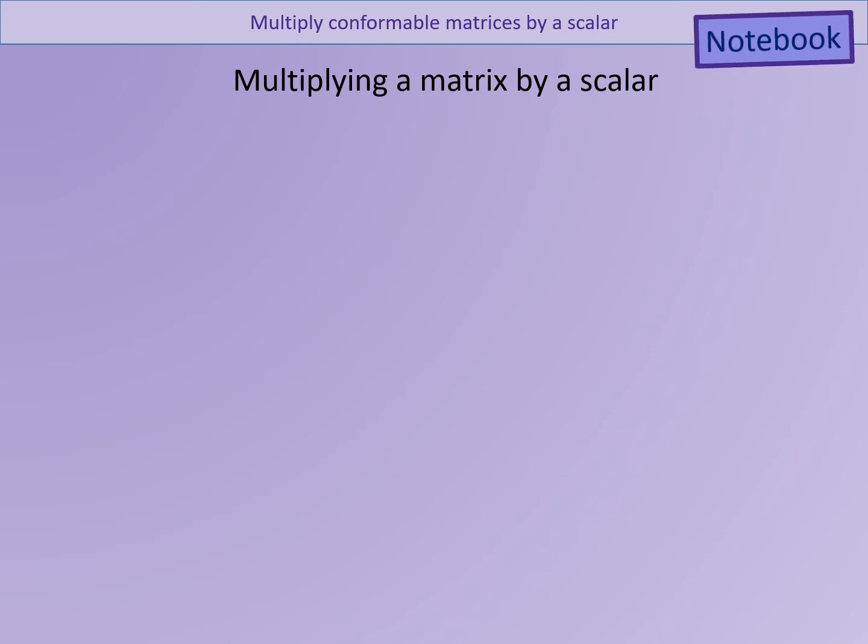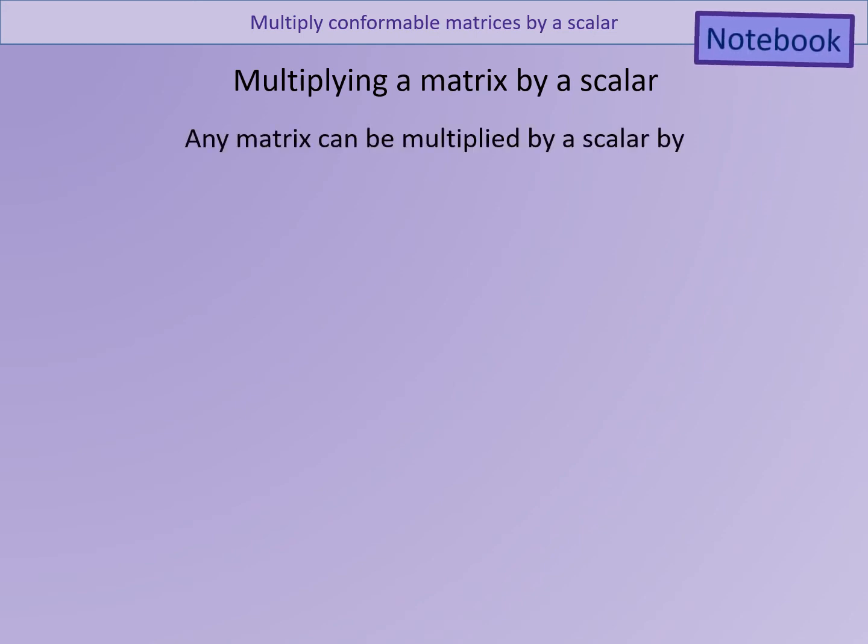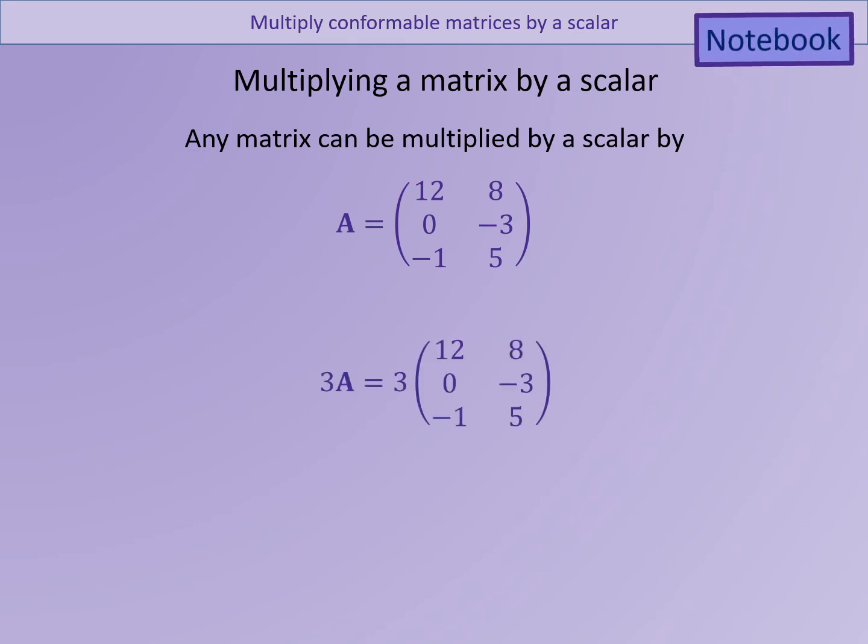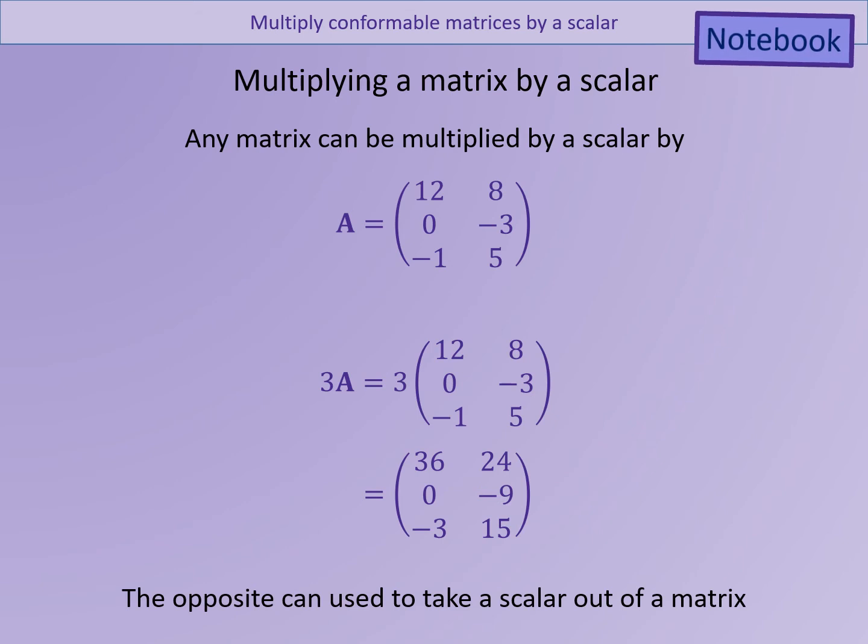Let's take a look at multiplying a matrix by a scalar. This can be done to any matrix. So if we take that matrix A again, and we want to work out 3 lots of A, we multiply each element of A by 3. This is the answer. 3 times 12 gives us 36, 3 times 8 gives us 24, and so on. Now the same is true backwards as well, so if we wanted to take a factor out, we could do that, but it would have to be a factor from each element of the matrix.